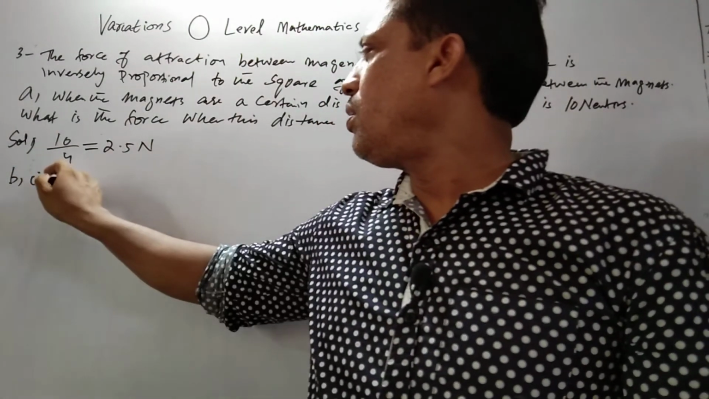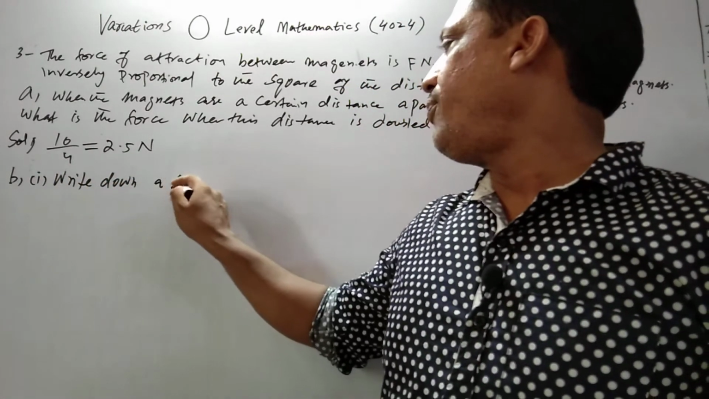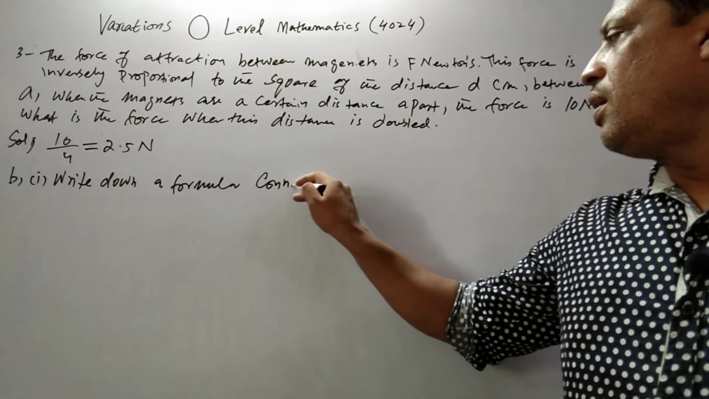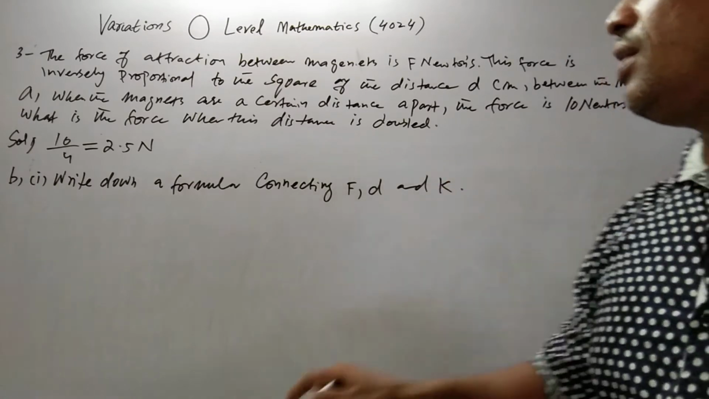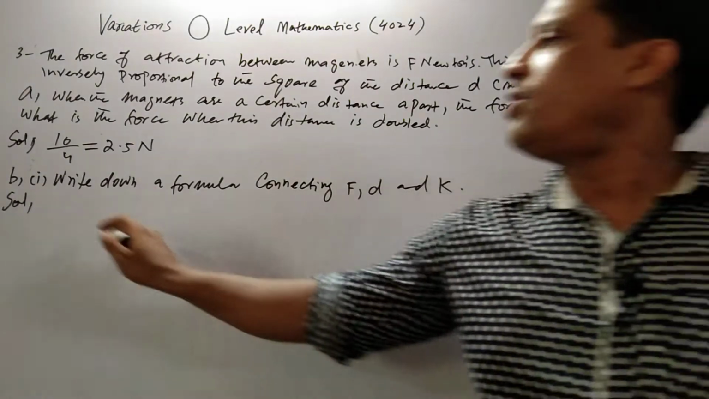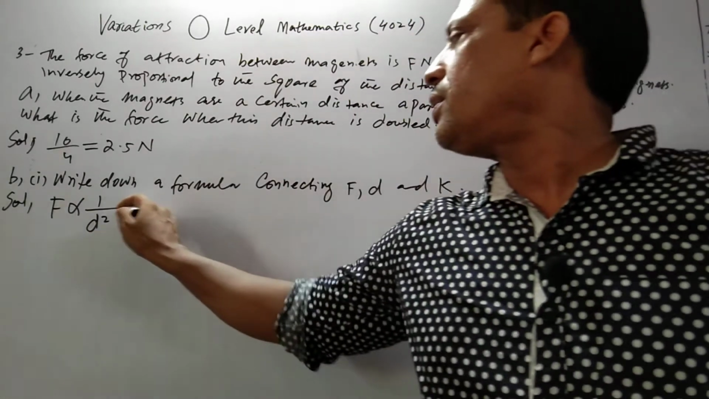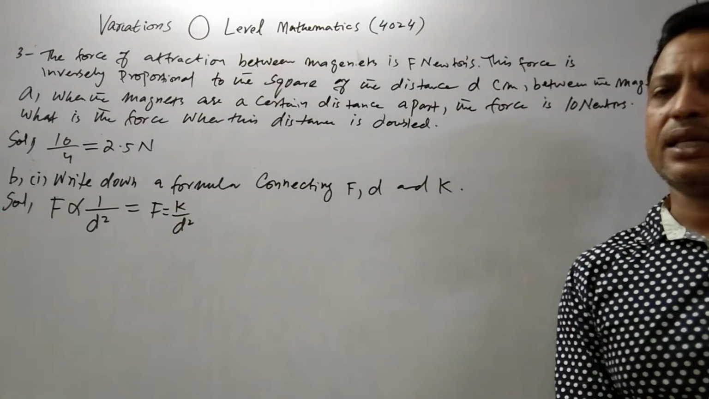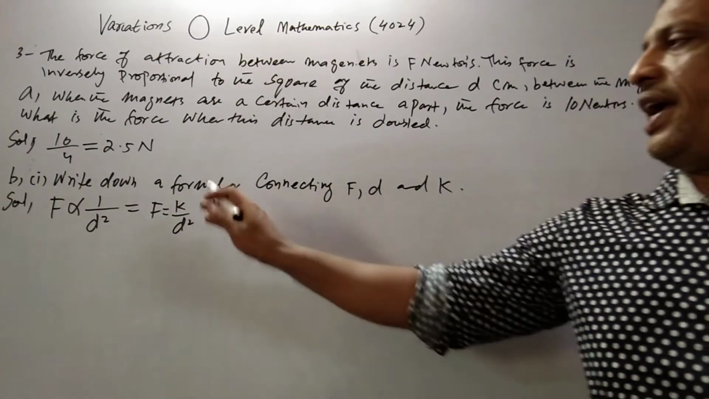B1 is: write down a formula connecting F, D and K. Solution. Very easy formula. See, the force is inversely proportional to the square of the distance. Therefore, F is equal to K upon D square. This is our final answer. This is the formula which involves F, K and D square.